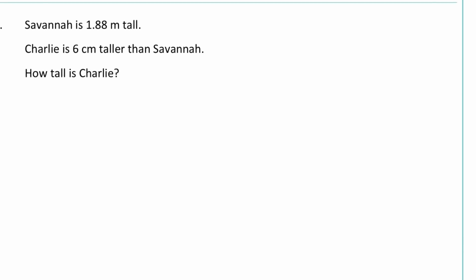Question 9, Savannah is 1.88 metres tall. Charlie is 6 centimetres taller than Savannah. How tall is Charlie? Well, both of these are in different units, so we're going to want to convert that amount of metres into centimetres. There are 100 centimetres in 1 metre. So 1.88, you can write it as times by 100 if you like, but hopefully you would know there's 100 centimetres in the 1, and then you've got 88 centimetres left over. So that's 188 centimetres.